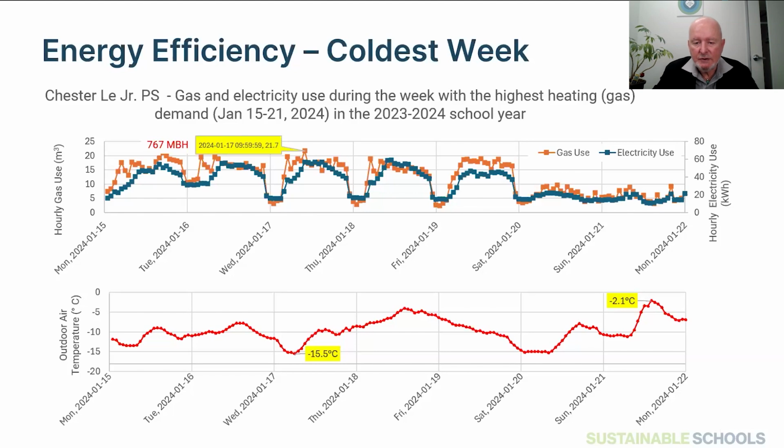And this is Chester Lee School. And you can also see during the unoccupied periods, there's quite a lot of electricity being used here. And we'll look at that a bit more in a moment. So that's coldest week. And then within that time, the coldest day. The next slide, please.